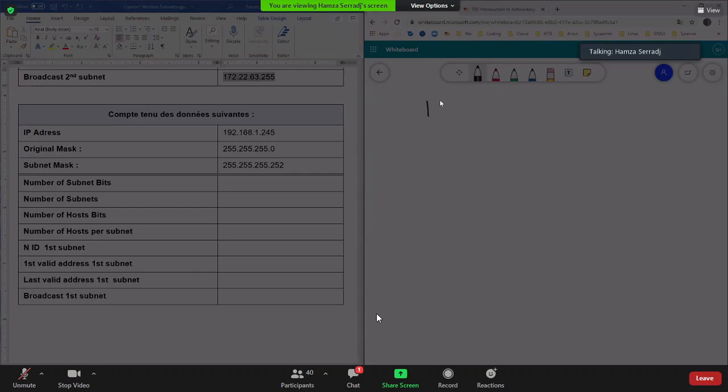All right, I have 192.168.245. It's just a random address. And I had /24 at first. And after 24, 8 plus 8 plus 8, plus how many bits do I have here? 252. How many bits do I have here?